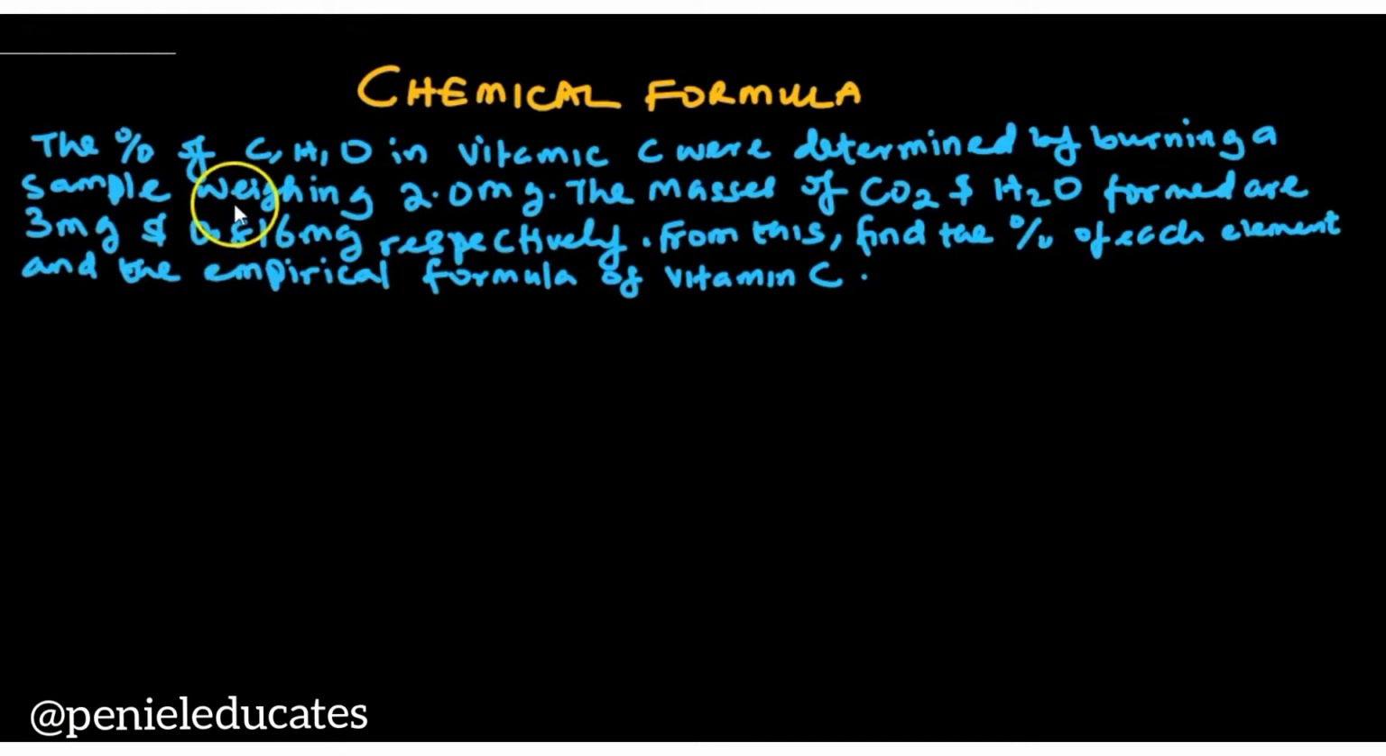Now let's look at another example. The percentages of carbon, hydrogen, and oxygen in vitamin C were determined by burning a sample weighing 2 milligram. That means the sample of vitamin C, which is CHO, is 2 milligram. The masses of CO2 and H2O formed after burning this compound are 3 milligram for CO2 and 0.816 milligram for H2O respectively. From this, find the percentage of each element and the empirical formula of vitamin C.